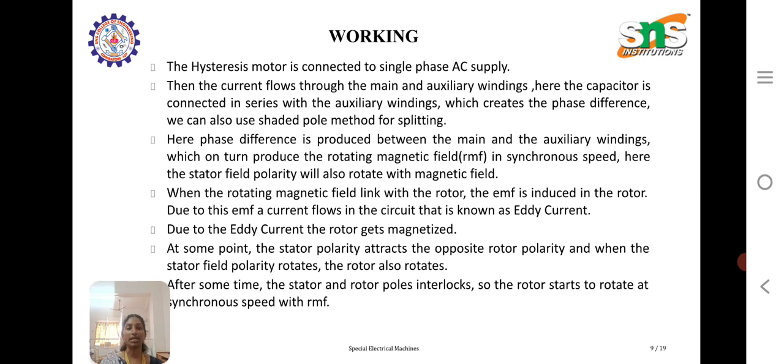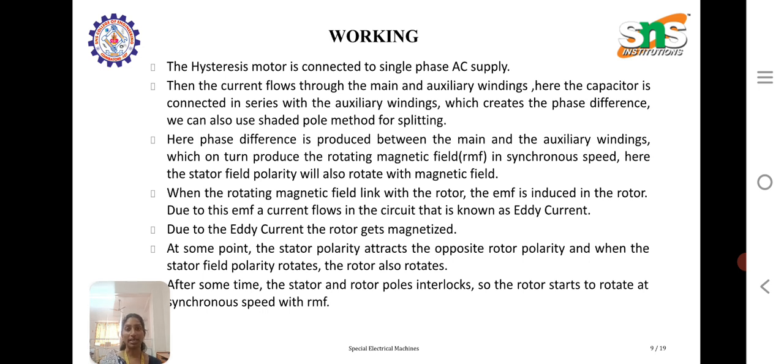When the rotating magnetic field links with the rotor, an EMF is induced in the rotor. Due to this EMF, a current flows in the circuit, which is known as eddy current. Due to the eddy current, the rotor gets magnetized. At some point, the stator polarity attracts the opposite rotor polarity, and when the stator field polarity rotates, the rotor also rotates. After some time, the stator and rotor poles interlock, so the rotor starts to rotate at the synchronous speed with the RMF, that is the rotating magnetic field.